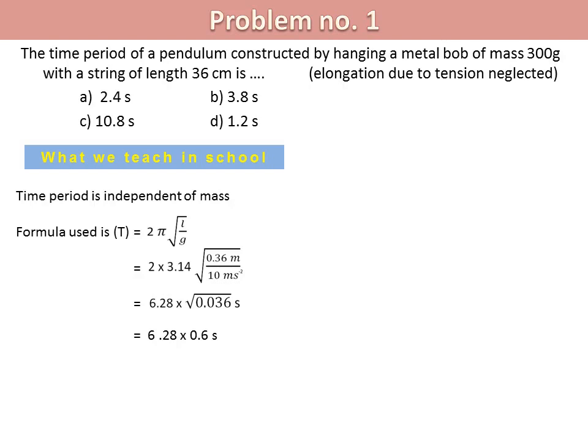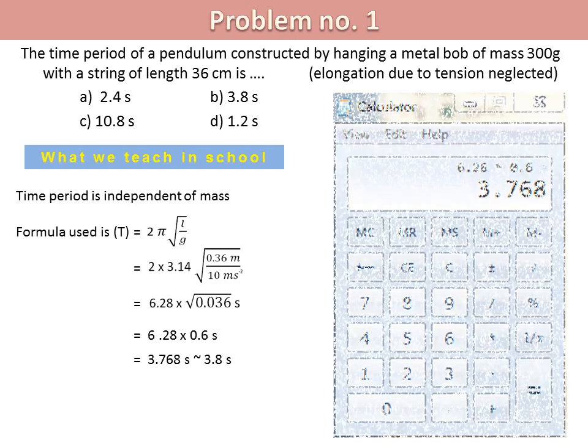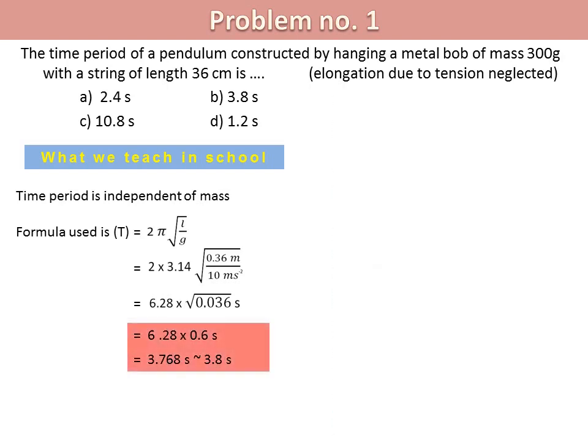Now the student looks at the value 36, and in his mind he gets the closest square root, which is 6. Now he multiplies them both and he gets the value 3.768, which is very close to 3.8 seconds, which is in option B, but his answer is wrong.